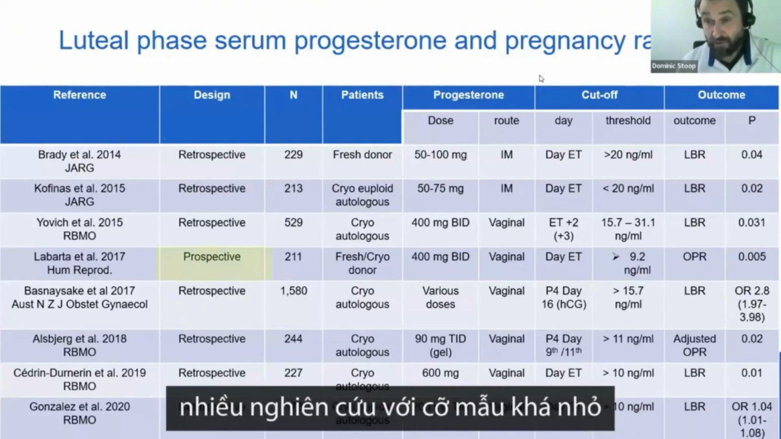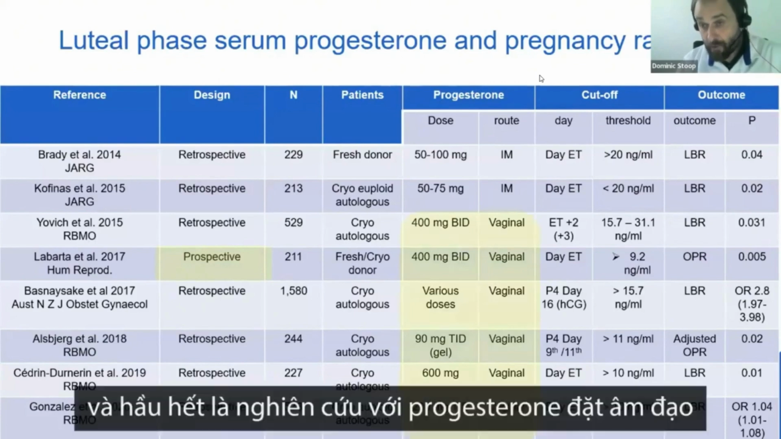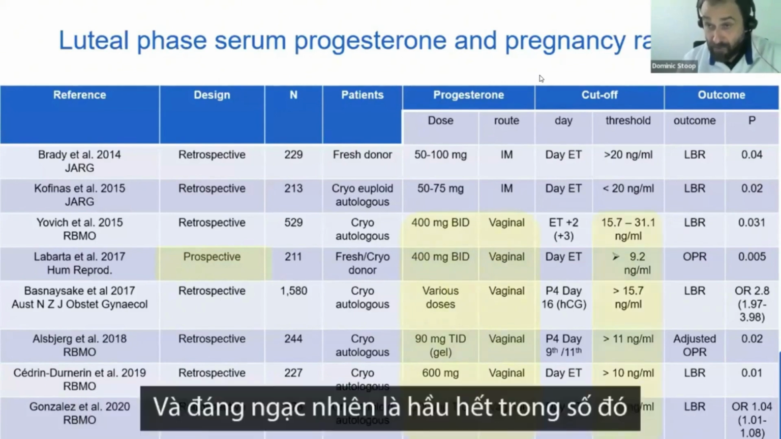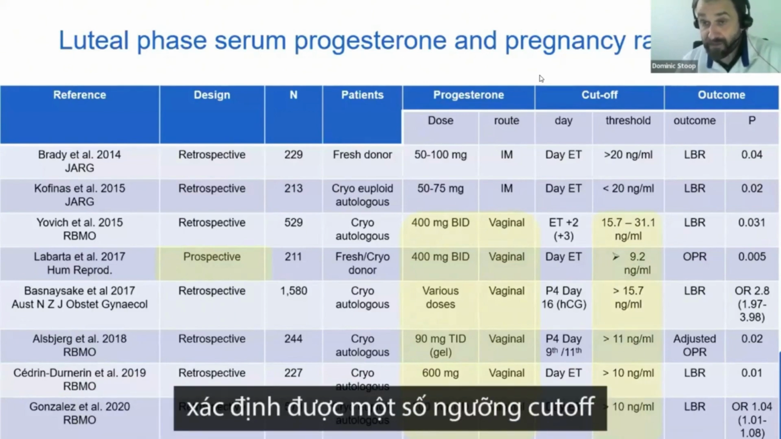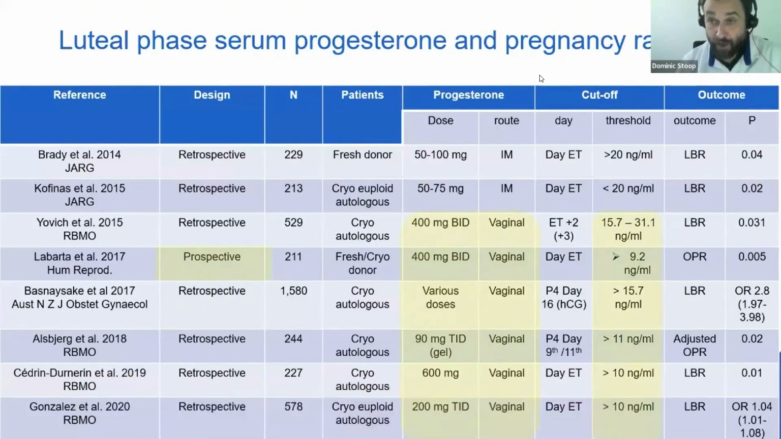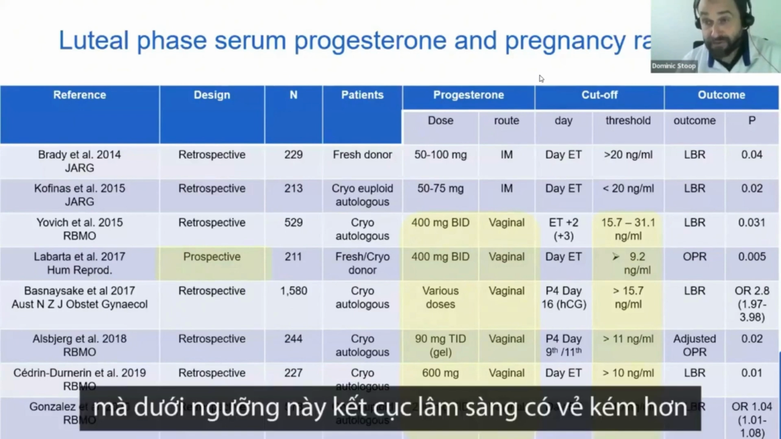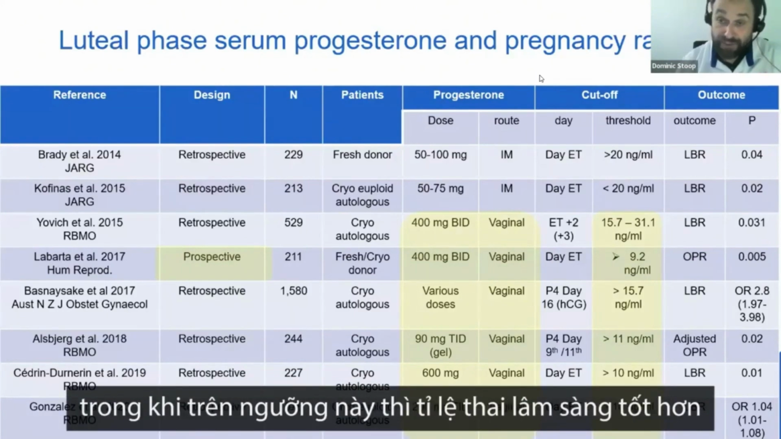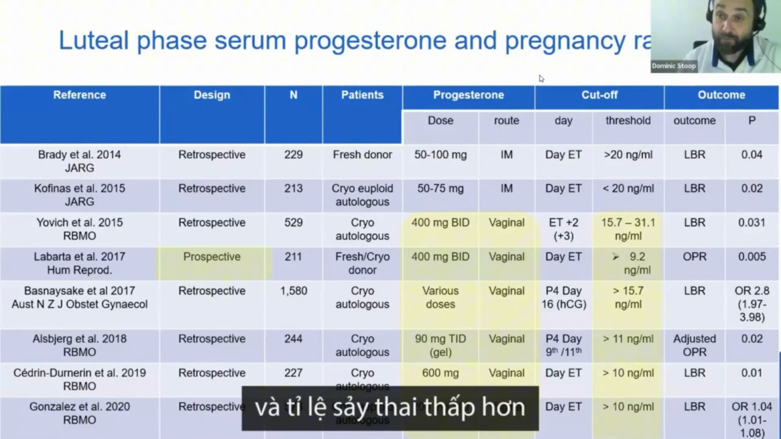Many of them have rather small sample sizes. Most of them are done with vaginal progesterone. And most of them surprisingly identify some kind of cutoff under which outcome seems to be poorer and above which outcome seems to be better, in terms of ongoing pregnancy rates and miscarriage risks.